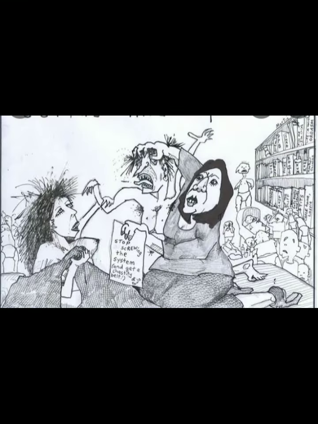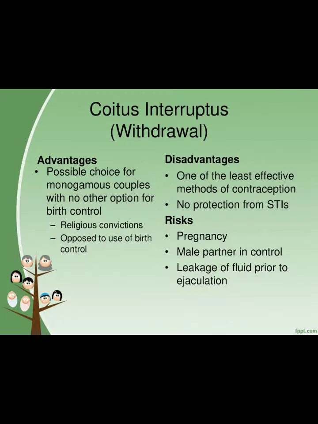Coitus interruptus. Coitus interruptus, also known as withdrawal, pulling out, or the pull-out method, is a method of birth control in which a man withdraws during sexual intercourse. The advantage and disadvantage of coitus interruptus. That was all the artificial and natural methods.